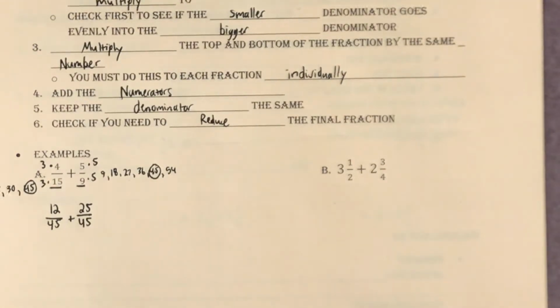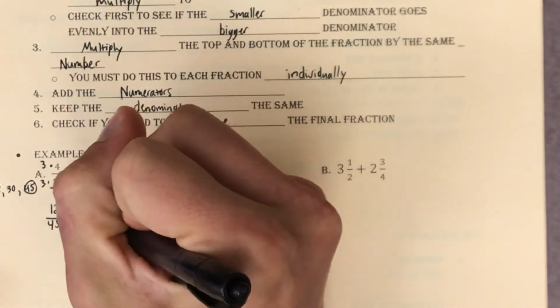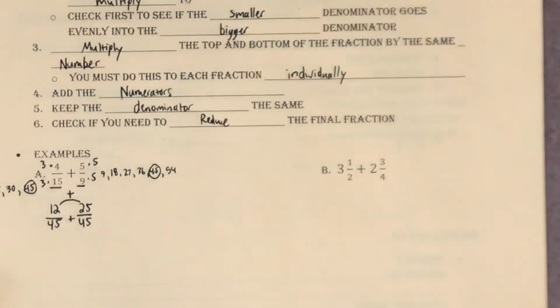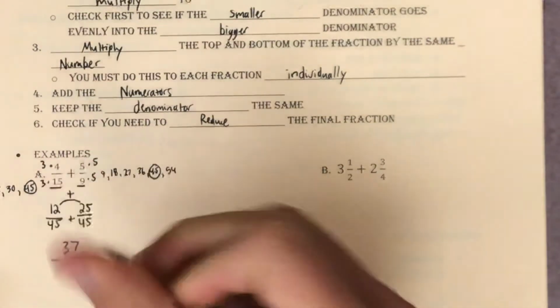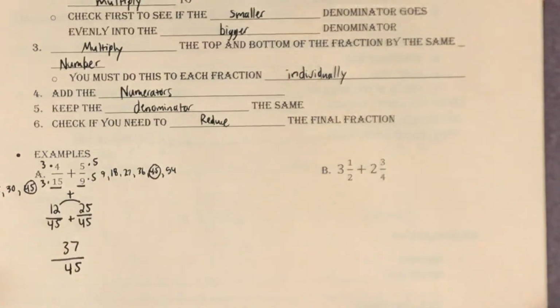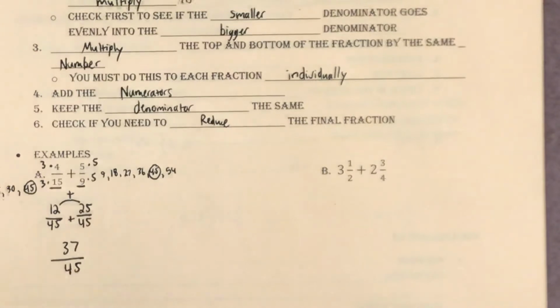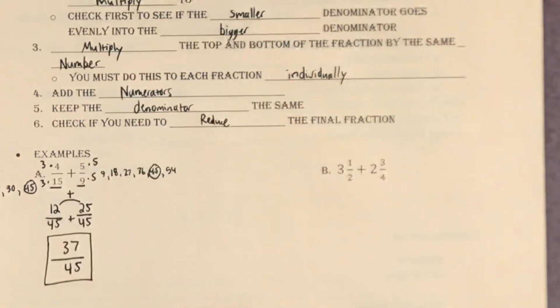And as we learned about before, now we can add these fractions. So I'm first going to add the numerators. So 12 plus 25, that is 37. And then I get to, as it says in step 5, keep the denominator the same, which is 45. And then last step, I need to check, can these be reduced? Well, I believe we learned earlier in the chapter that 37 was a prime number, which means it's only divisible by 1 and itself, which means that there are no common factors between these two, so this is as simple as this fraction gets.